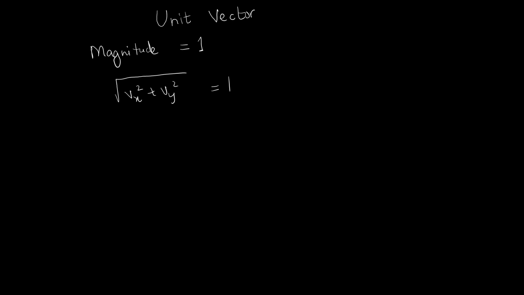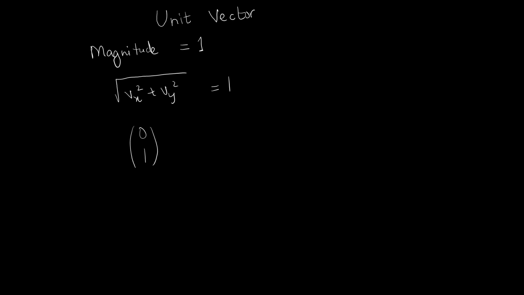Let's see what a unit vector is. It's a vector which has magnitude equals to 1. That means this thing is just equals to 1. For example, 0, 1. It has the magnitude 1.